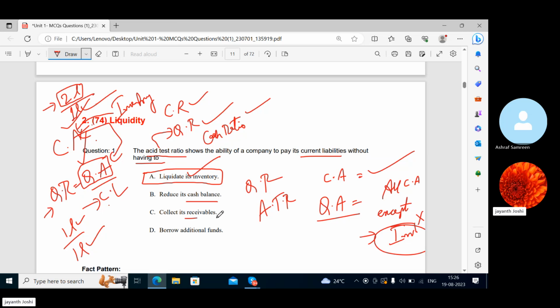We will collect the money from receivables, and we can use that money to pay the current liabilities. We can borrow additional funds as well, because short-term loans are part of current liabilities, right? Only selling inventory is not a part of this ratio at all. We won't be selling our inventory and paying off the current liabilities in the case of quick assets, because we don't take inventory in quick assets, right?